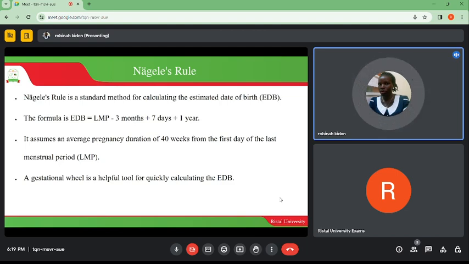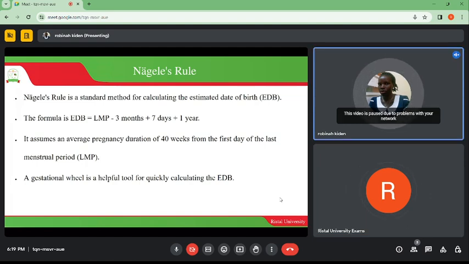If the mother always has her period for 6 days, we ask her about the last menstrual period that she had, when was the first day? When did it start? So if it started on the 8th, then you take the 8th. You don't take the last day, you take the first day.